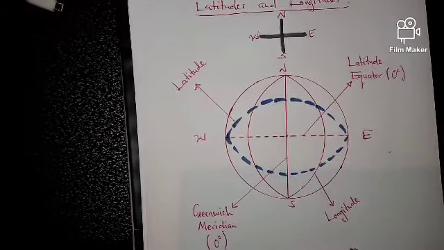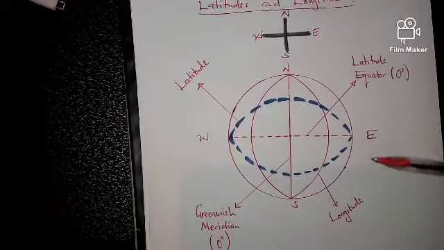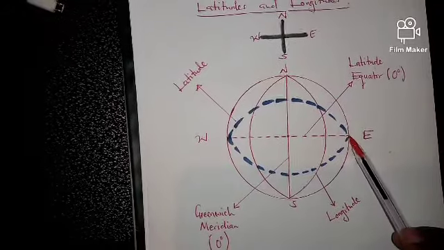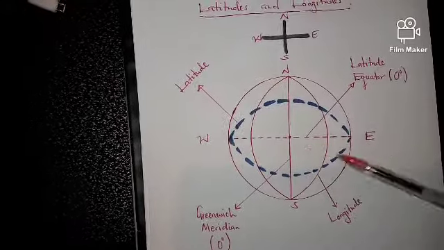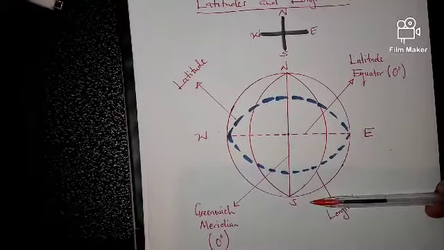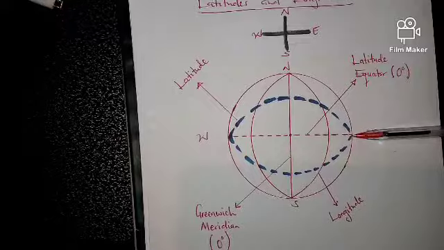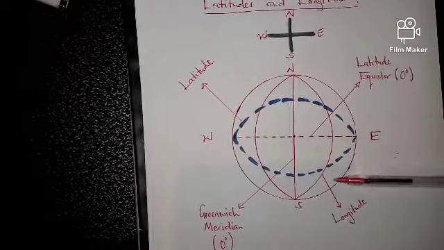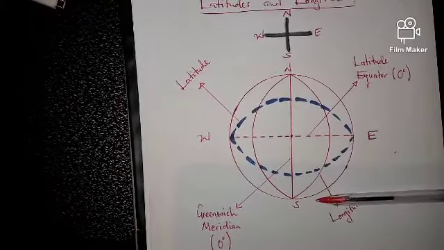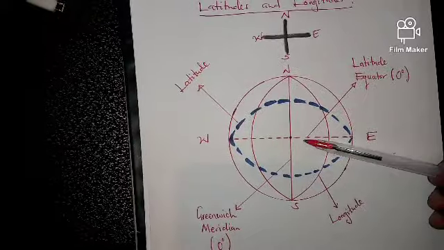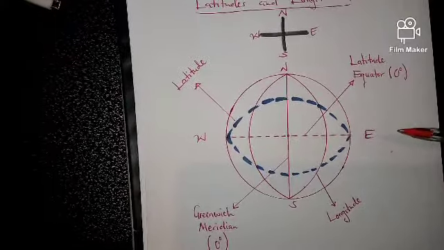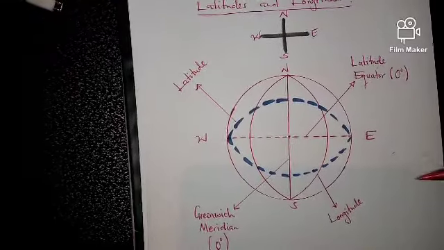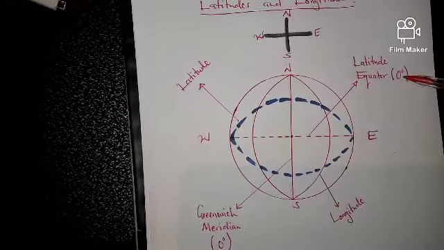Now, when you look at this line, you can see that it cuts or divides the Earth's surface into two equal halves. The side above this line is called the North Hemisphere, and below this line, it's called the South Hemisphere. This line is known as the equator, which is denoted in degrees as 0 degrees, or rather the line of 0 degrees.